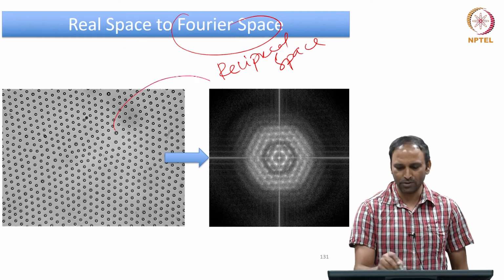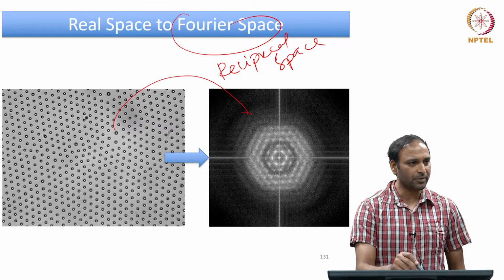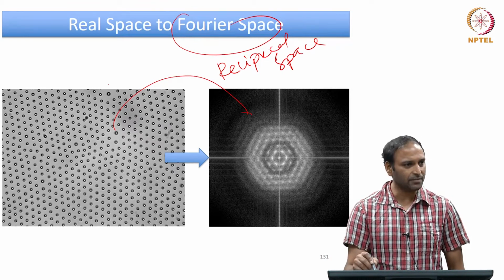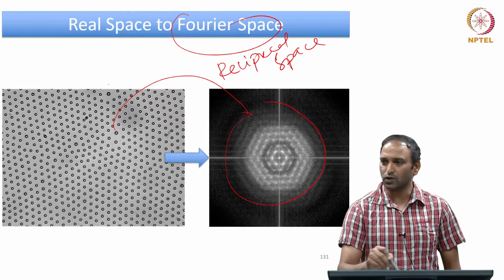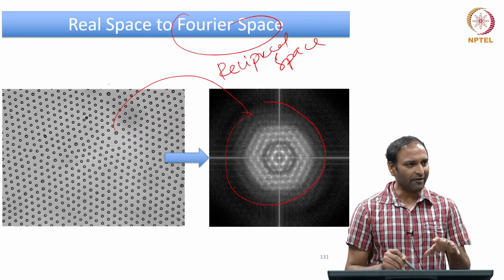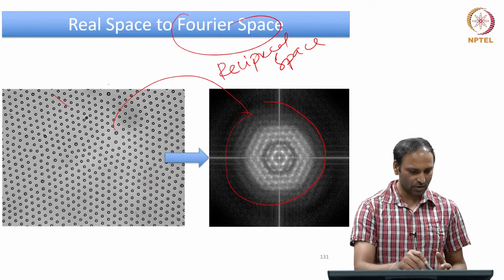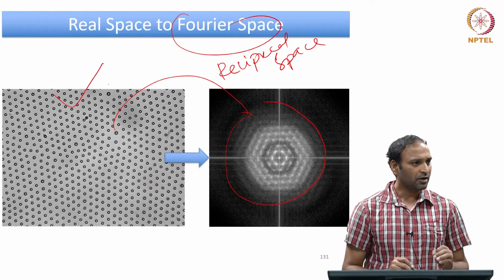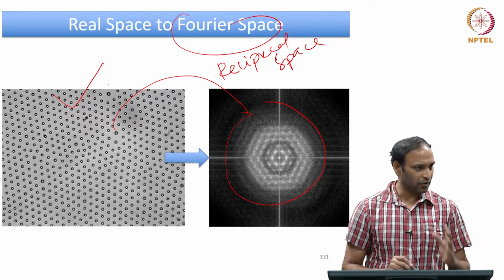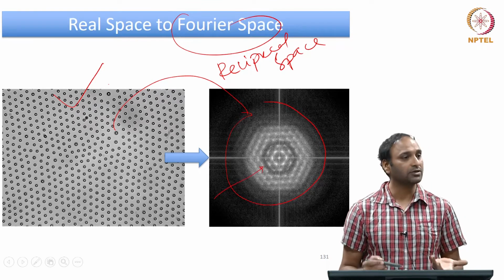This is an example. That is a microscopy image. If I were to do a Fourier transform, your patterns would look like this. That means if I have any sample which has an arrangement like what is shown here, then if you do experiments, your scattering pattern would look something like this.